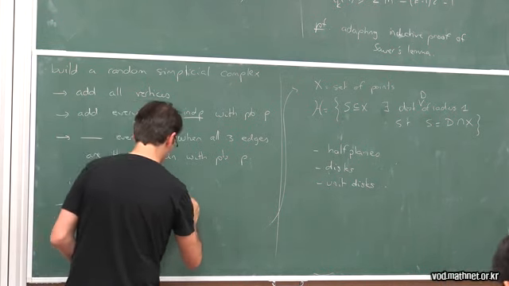And then I simply delete all edges of K supported by a bad M-tuple. Okay? And now I have two parameters to tune, P and Z.